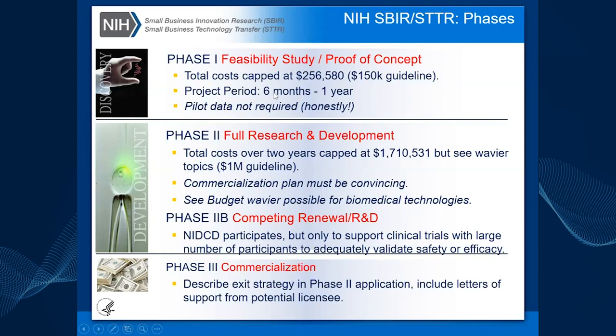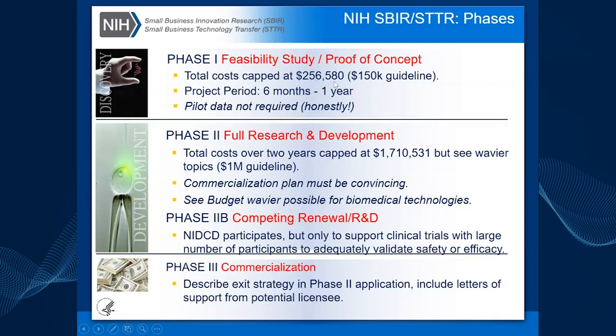The project duration is typically 6 months for an SBIR, but it can be longer. You can ask for a 2-year project if that's appropriate for your particular needs. For the STTR program, it's typically 1 year, but it can be shorter than that if that's appropriate for your needs. The total costs are capped at about $250,000. We used to talk about guideline costs for these different programs, and we've changed our wording now, so we talk about a cap.